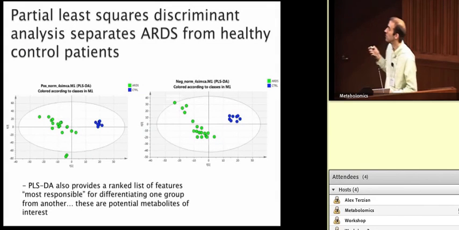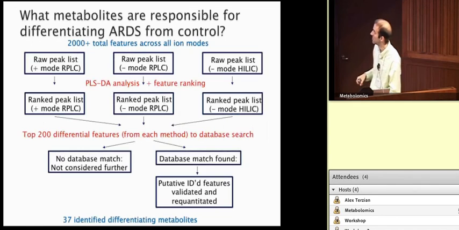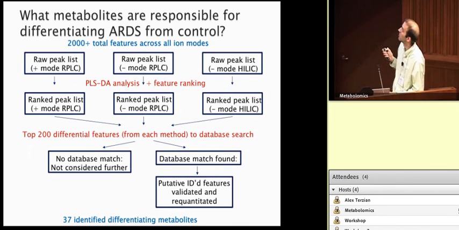Okay, and then we used partial least squares discriminant analysis to differentiate groups, and it shows that the groups do differentiate the healthy from the sick patients. And then we have a list of metabolites which differentiate. So which ones are those?